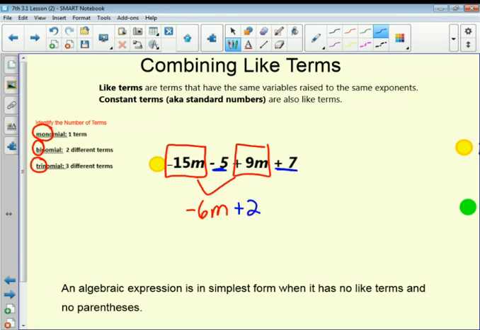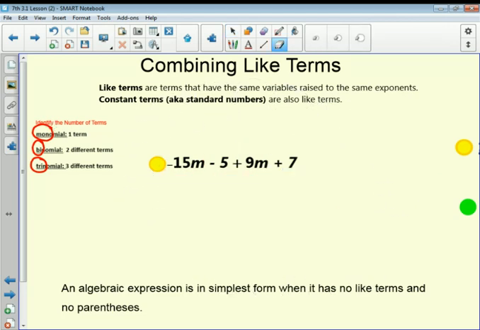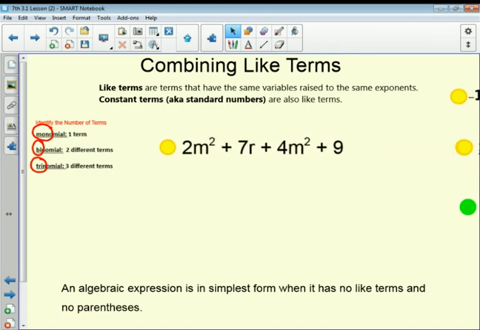Now that it is simplified, that is when I will go through and identify how many terms it has. So I have m's, that's one term, and I have constants or non-lettered numbers, which would be two terms. So two terms would be binomial. Okay, once again, practicing to make sure that you simplify first and then identify how many terms you have. Okay, so let's look at this one.